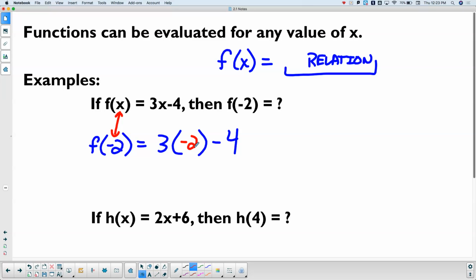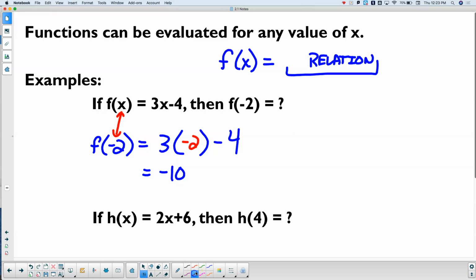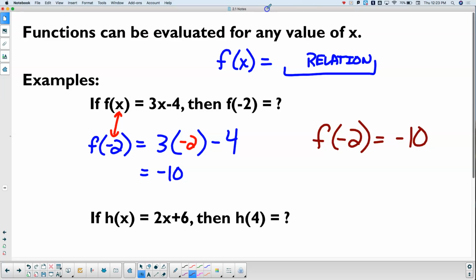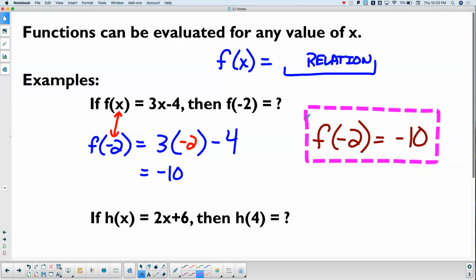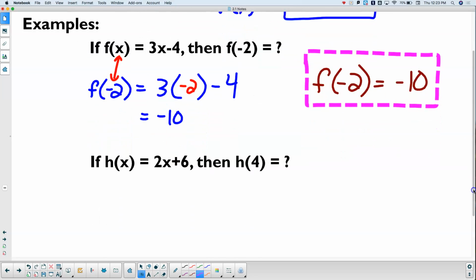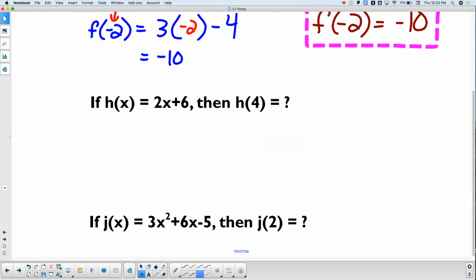So what I'm going to do then is plug in -2 in place of x. 3 times -2 is -6, minus 4 is -10. So f of -2 would then be -10. The value of my function at x equals -2 is -10. Try those two.